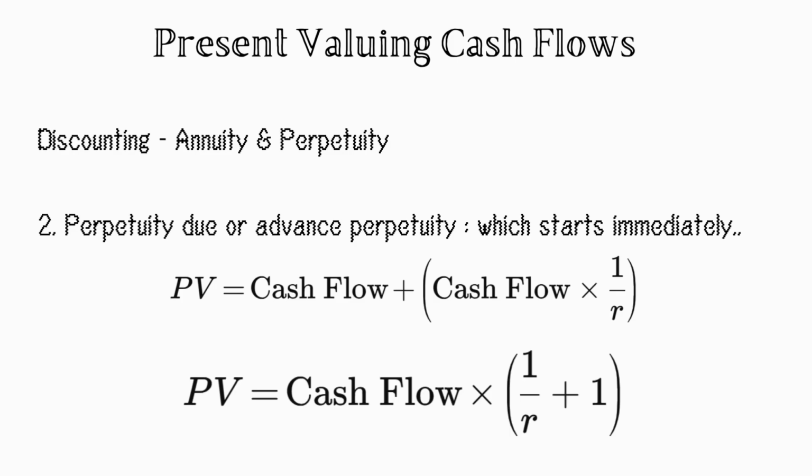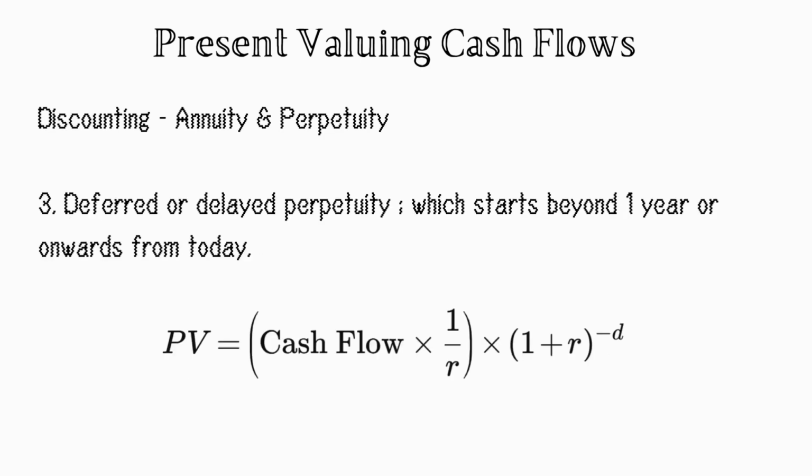Number two is the perpetuity due or advanced perpetuity, which starts immediately, and the formula of perpetuity due or perpetuity advance is equal to cash flow into 1 over r plus 1, or cash flow plus cash flow into 1 over r. Number 3 is deferred or delayed perpetuity, which starts beyond 1 year or onwards from today, and deferred or delayed perpetuity formula is equal to the cash flow into 1 over r, then multiplying it with the discount factor, like 1 plus r raised to power minus d, and here d is for number of delayed years.